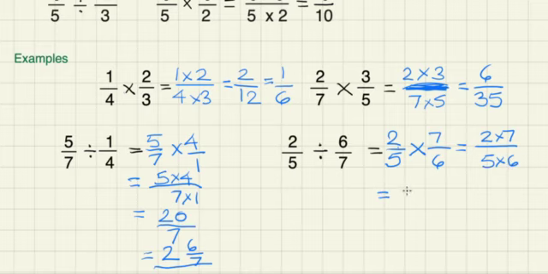So this equals 14, and 5 6s are 30. Can that be simplified? Well, 2 goes into those, so that's 7 over 15. You can see if it's simplified even more. I don't think it can be, but you can give it a go. I think that is the right answer. Hopefully you've got to grips with multiplying and dividing fractions. If there are any questions, just put them in the comments or ask me.